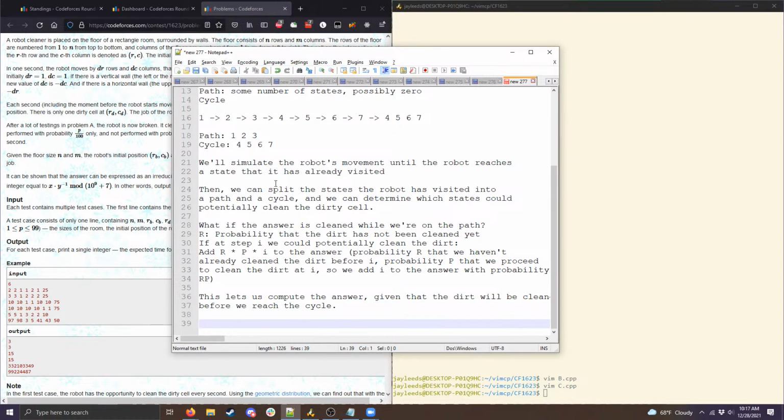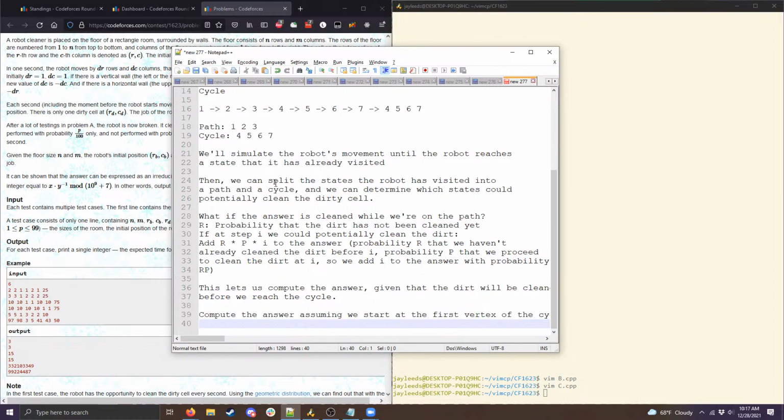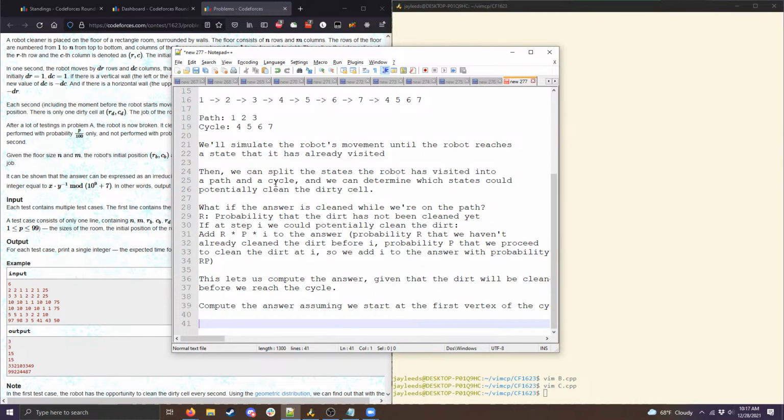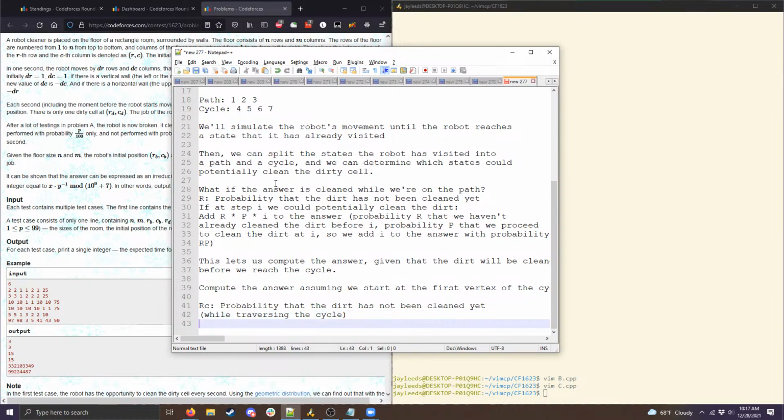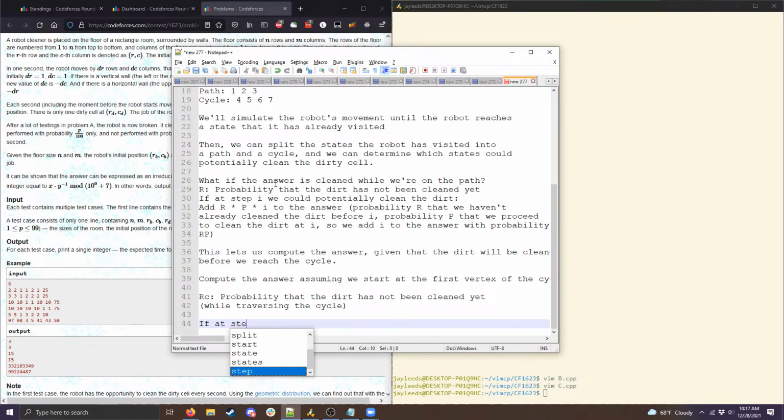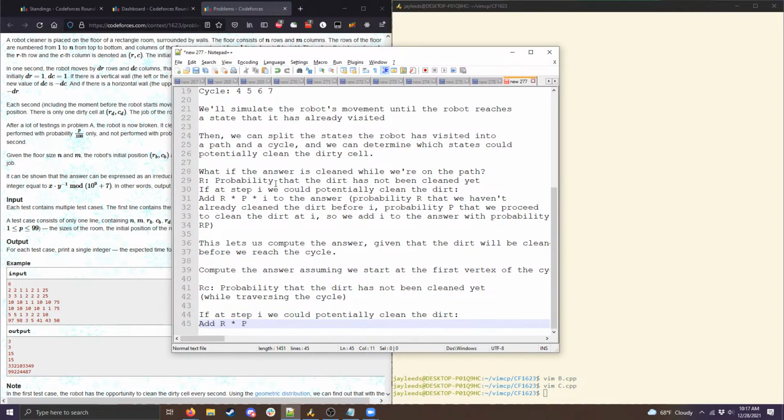So now we have to handle the cycle. What we're going to do is start by computing the answer assuming we start at the first vertex of the cycle, and we're going to employ a pretty similar approach. So let RC, for the cycle, be the probability that the dirt has not been cleaned yet while traversing the cycle. And again, if at step I we could potentially clean the dirt, we're going to add RC times P times I to the answer.